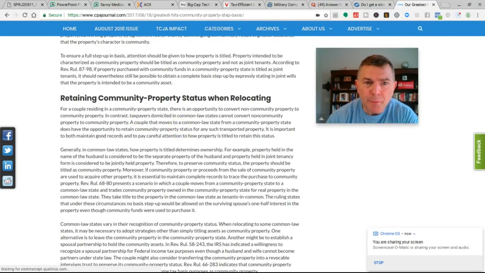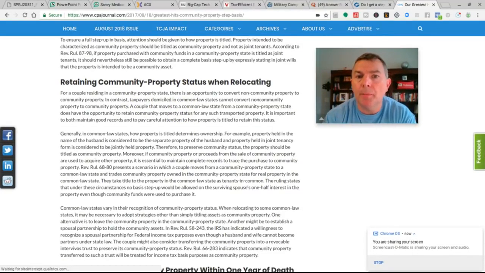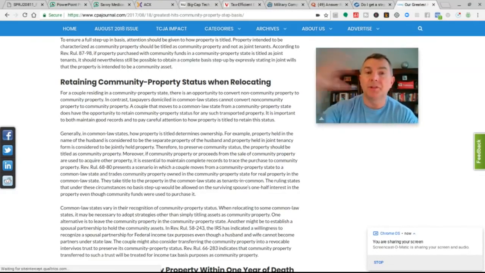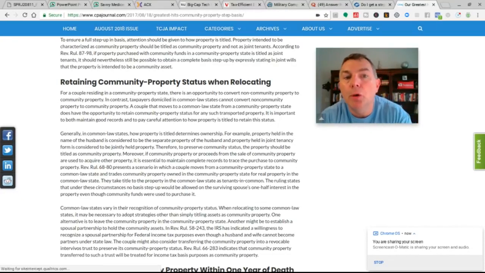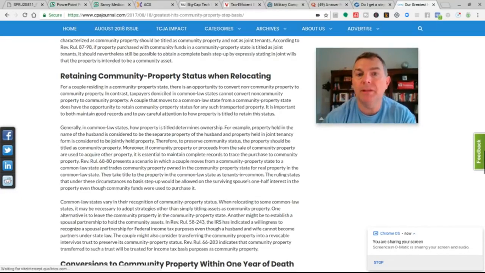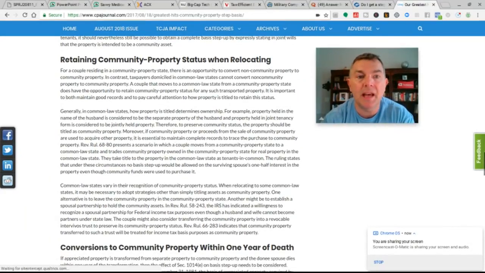All right, so with community, I want to talk about retaining community property status and relocating. For a couple residing in a community property state, there's an opportunity to convert non-community property to community property. In contrast, taxpayers domiciled in common law states, the vast majority, cannot convert non-community property to community property. A couple that moves to a common law state from a community property state, say we moved from Texas to Georgia, Texas to New Jersey, now we're in Georgia, does have the opportunity to retain community property status for any such transported property. It is important to maintain good records and to pay careful attention to how the property is retitled or titled to retain the status.